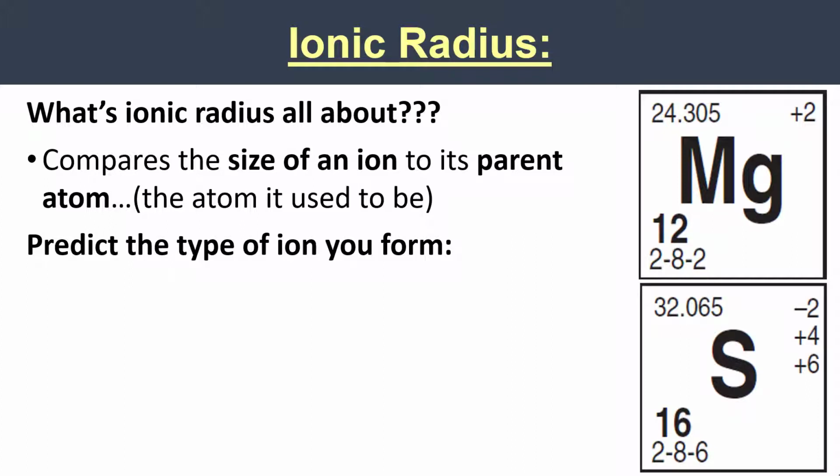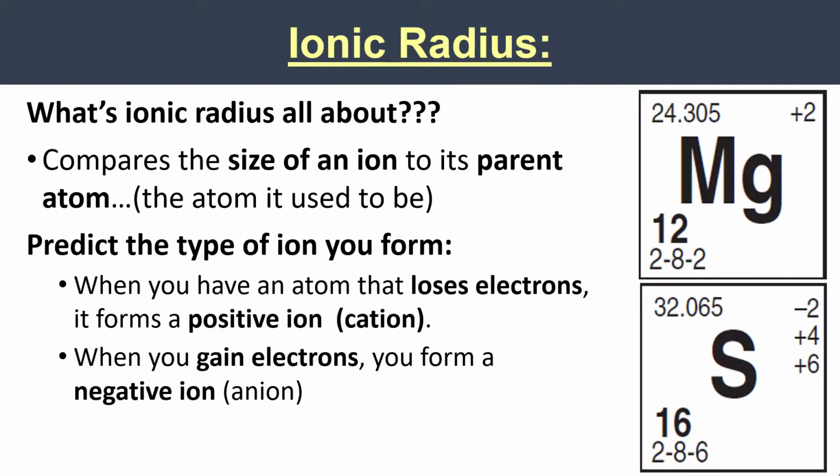Well, first thing you got to know is ionic radius is going to compare the size of an ion to its parent atom. And the parent atom is the atom that the ion used to be before it gained or lost electrons. If we go back to the atomic theory unit, you should know a little bit about how ions are formed. Basically, if you're losing electrons, like this magnesium that's here, we see it forms a +2 ion, you are going to be a positive ion called a cation. And obviously, when you gain electrons, like we look at the most common charge of sulfur here, it's a -2, you would be forming a negative ion, which is referred to as an anion.